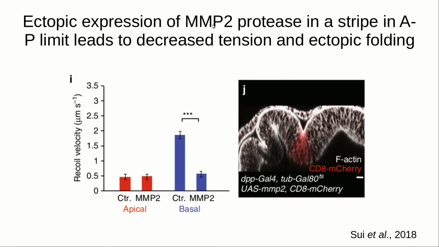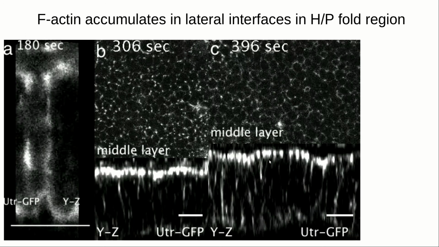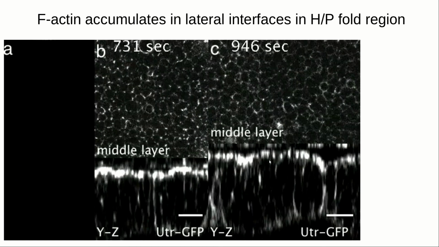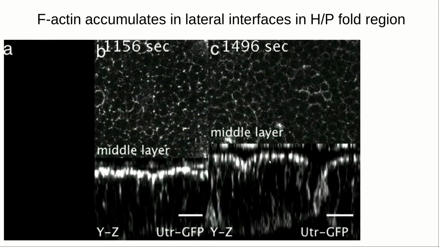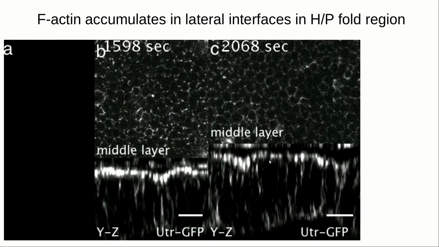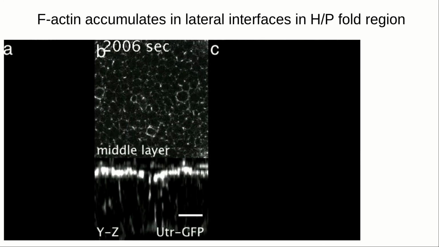Also, an ectopic expression of a protease in a stripe that is completely independent of the original place of the folding results in a basal decrease in tension. As you can see in this graph, basal tension decreases when you express a protease, and an ectopic folding results. However, as we already said, this basal increase of area does not happen in the hinge pouch fold.